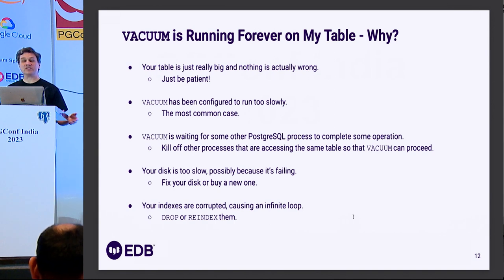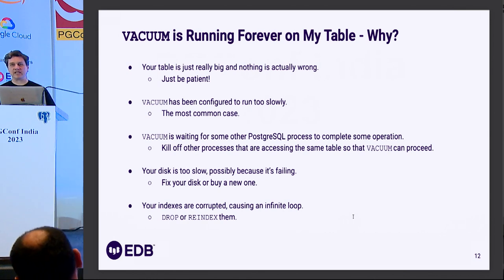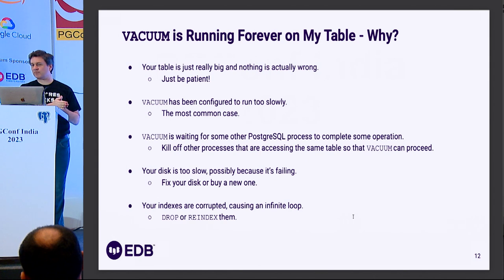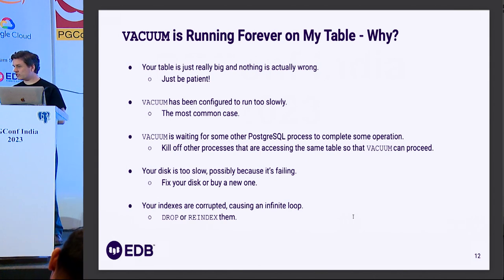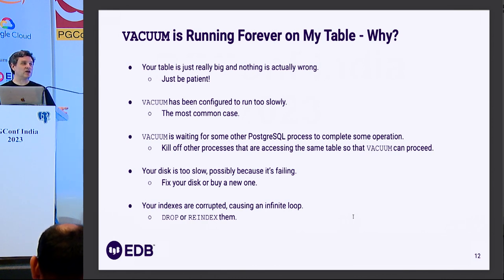Another possible reason why vacuum could be running forever is it got stuck in some kind of an infinite loop. This can't really happen with the table, because the table we read from beginning to end, and we just go through the blocks in order. But when we read the indexes, we read them in logical order. We follow the structure of the index. But what if your index is corrupted?